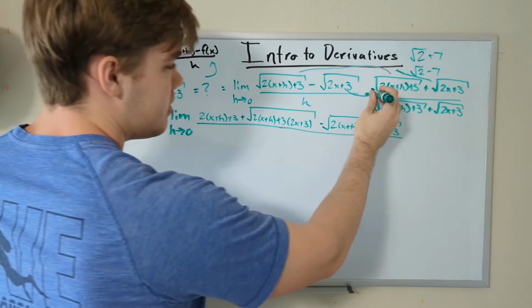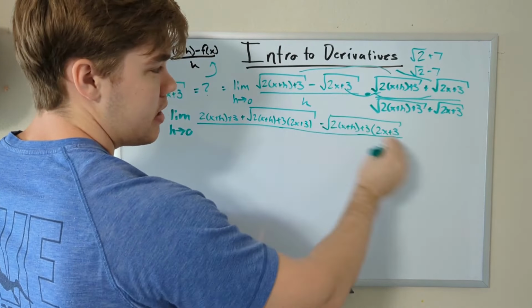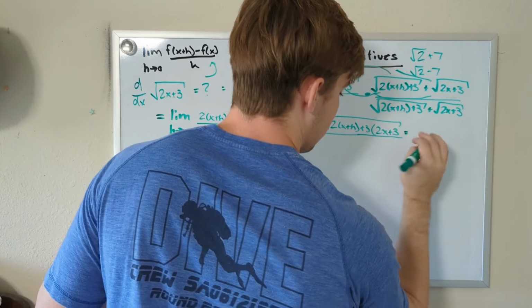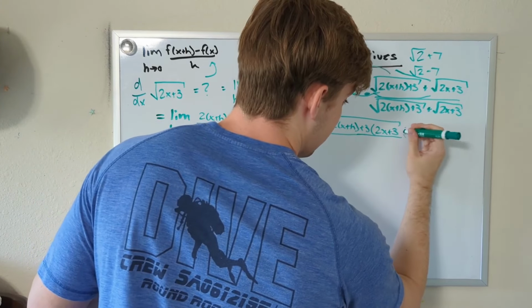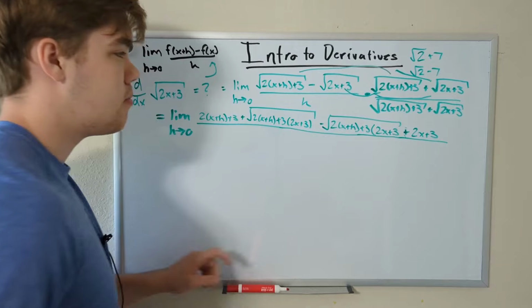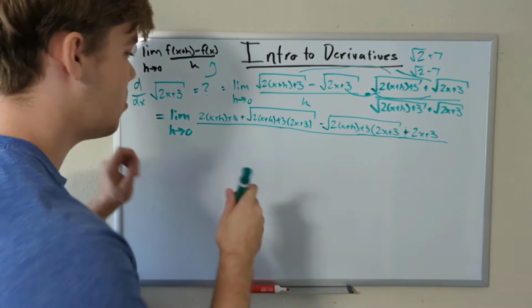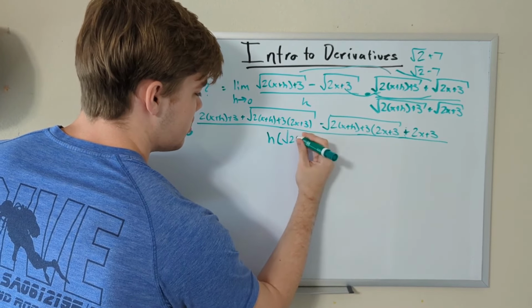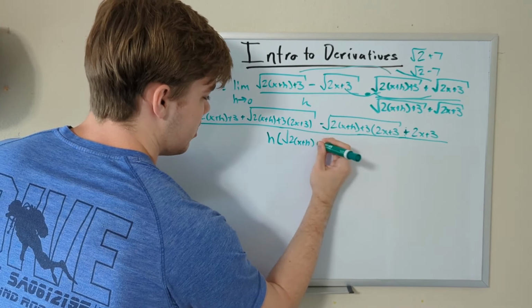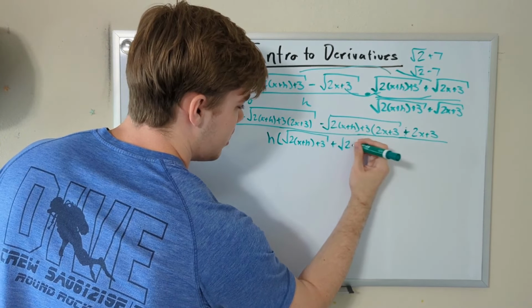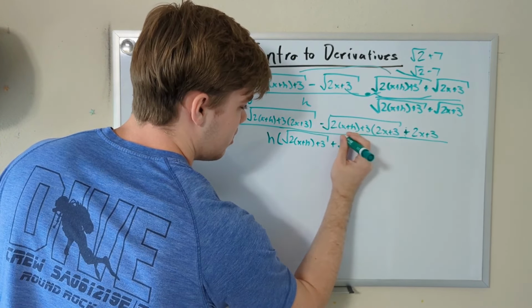And then our last thing to FOIL out is the square root of 2x plus 3 times the square root of 2x plus 3, which is just equal to 2x plus 3. On bottom, we just have to multiply this by h. So let's do that. This is just h times the square root of 2 times x plus h plus 3 plus the square root of 2x plus 3.